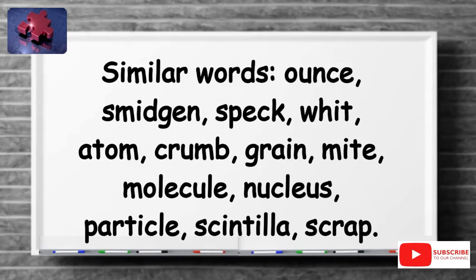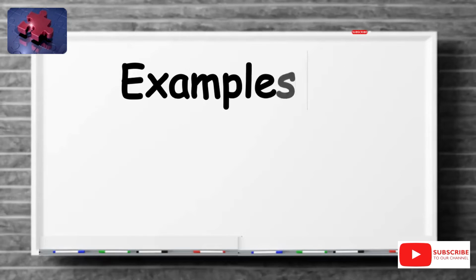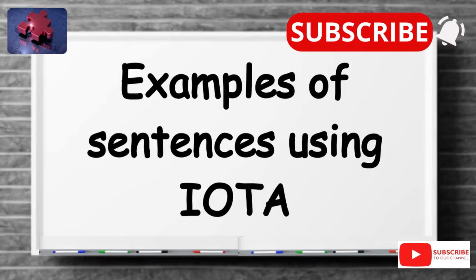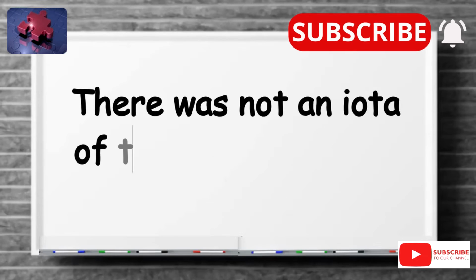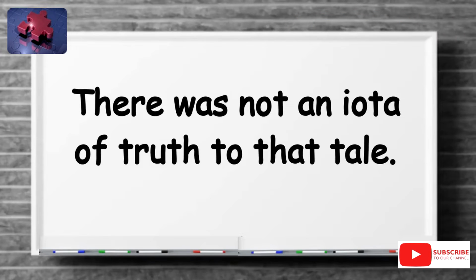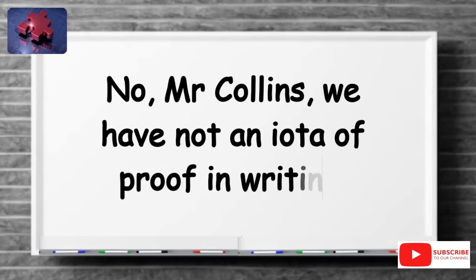Similar words include ounce, smidgen, speck, whit, atom, crumb, grain, mite, molecule, nucleus, particle, scintilla, scrap. Examples of sentences using iota are: there was not an iota of truth to that tale. No, Mr. Collins, we have not an iota of proof in writing.